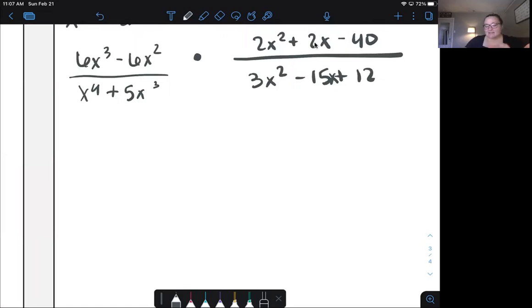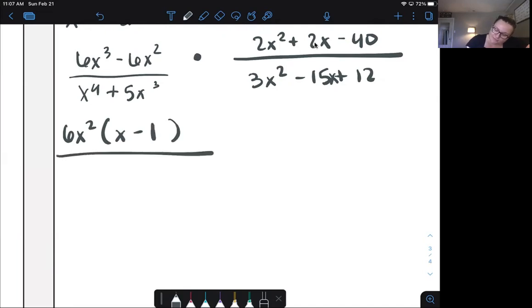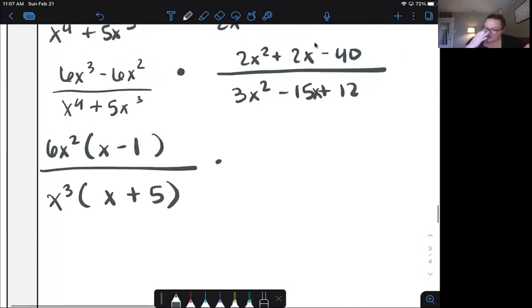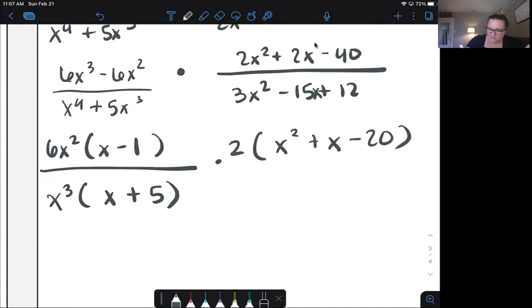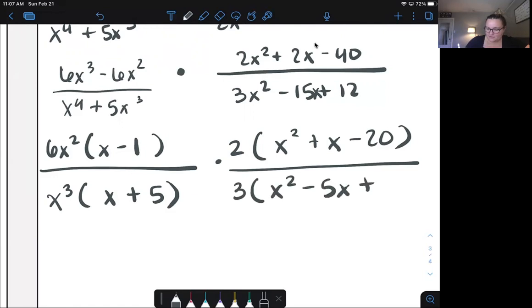So 6x cubed minus 6x squared. They both have 6x squared. So I'm going to factor out a 6x squared, and I'm going to be left with x minus 1. x to the 4th plus 5x cubed. They both have an x cubed. I'm going to be left with x plus 5, times, all right, 2x squared plus 2x minus 40. I can factor out a 2, and I'll be left with x squared plus x minus 20, over 3x squared minus 15x plus 12. They all have a 3, so I'm going to factor out a 3. 3x squared minus 5x plus 4.